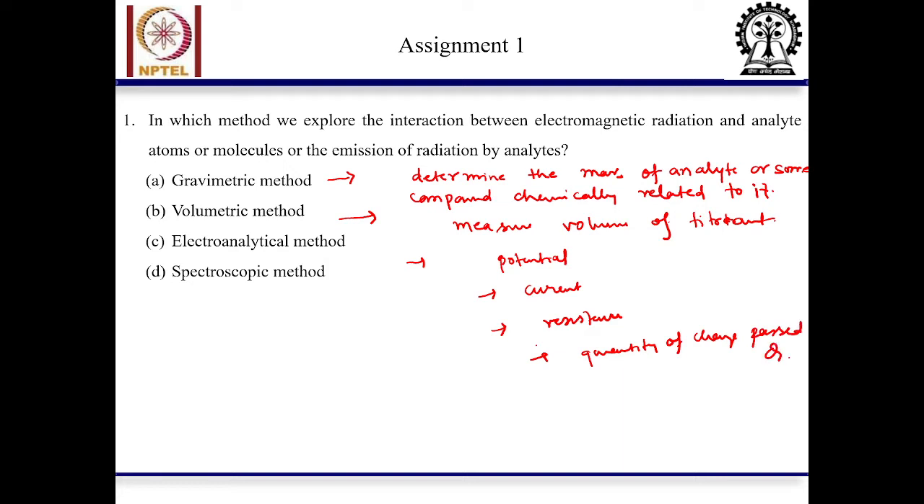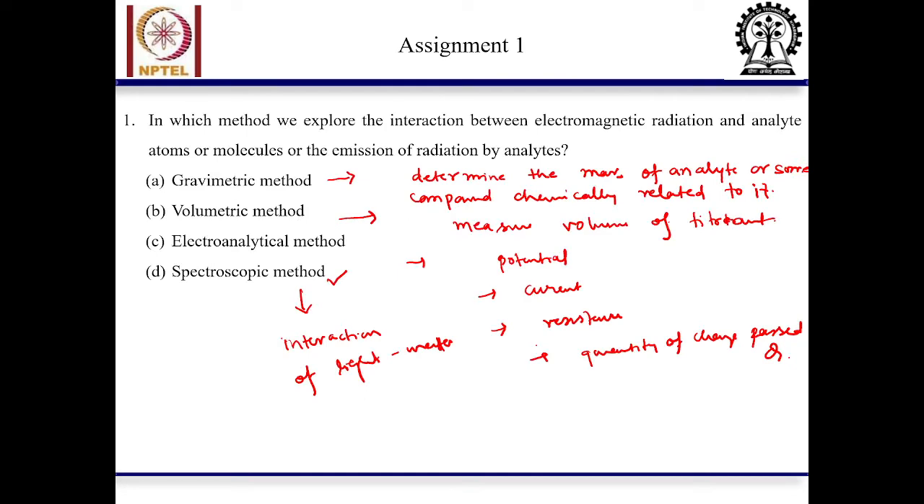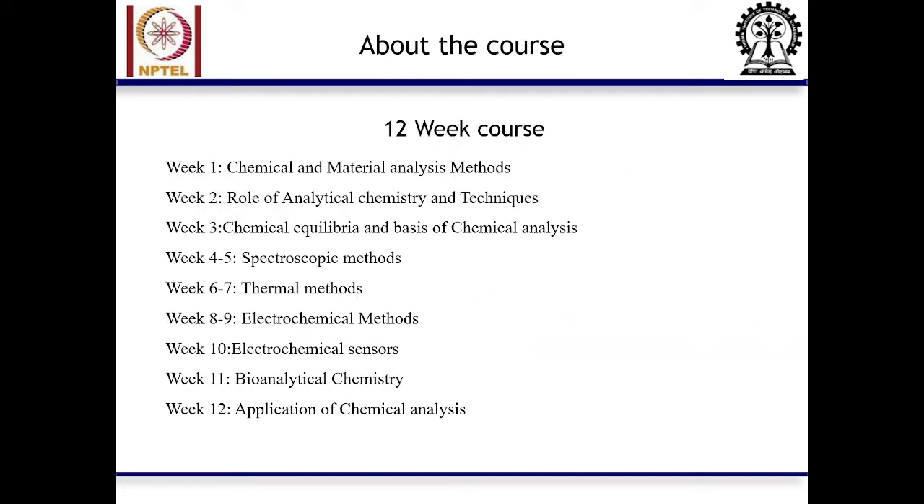And what is the spectroscopic method? Here we deal with the interaction of light and matter. So the answer to the question, in which method we explore the interaction between electromagnetic radiation and analyte atoms or molecules, or emission of radiation by the analyte, is D. The gravimetric method we will go through in the upcoming lectures. The volumetric method we will cover in week 2, the electroanalytical method, as I already told you, is in weeks 8 and 9, and the spectroscopic method we will cover in detail in weeks 4 and 5.